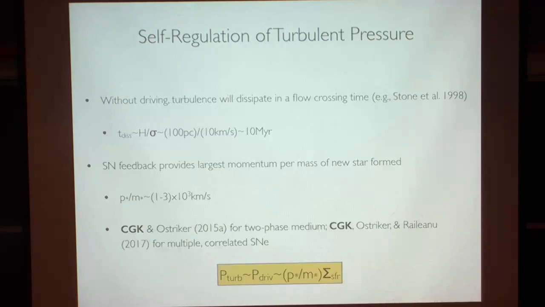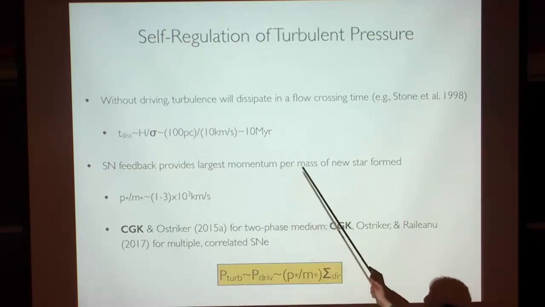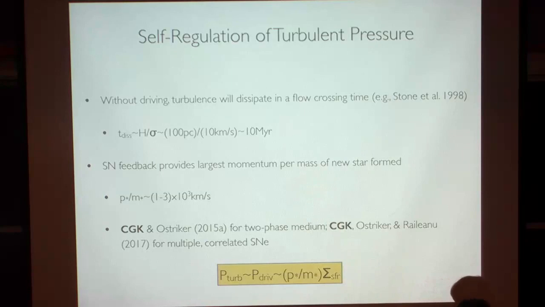Another thing is this turbulent pressure. Without turbulence driving, we know that this turbulence will dissipate in a flow crossing time. That is usually about 10 million years for this typical range of the parameter. This is actually much shorter than what we really observe for the gas depletion time, so there should be some energy replenishment from star formation.